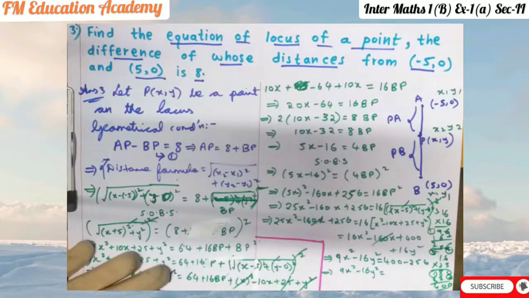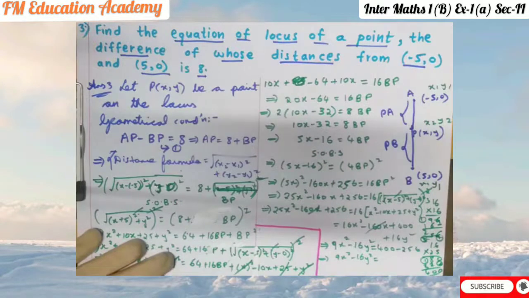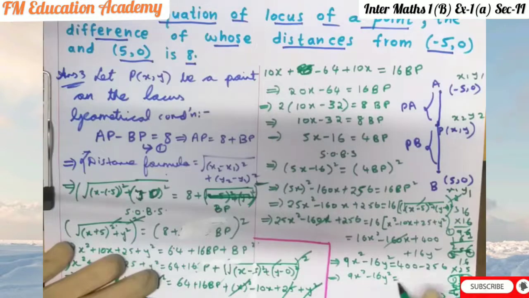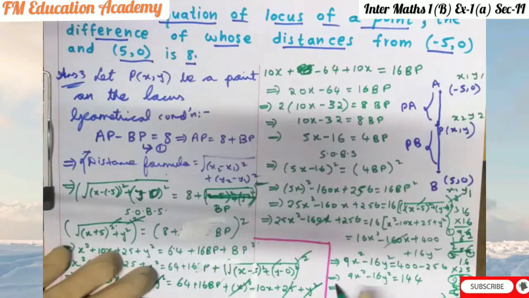400 minus 256 is, yeah, we can cancel, right? 10 minus 6 is 4, 9 minus 5 is 4, 144 we have. What we'll do is, we have this 144 here. We'll divide by 144 on both the sides because we want 1 here. So 9x square by 144 minus 16y square by 144 is equal to 144 by 144.